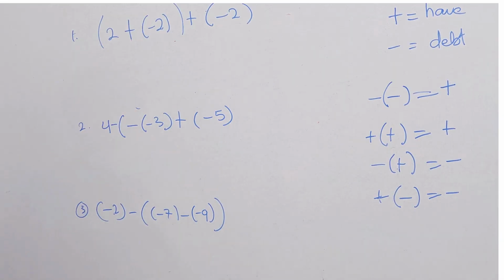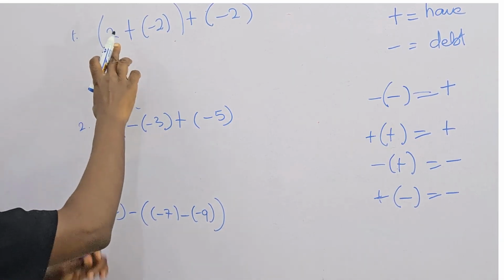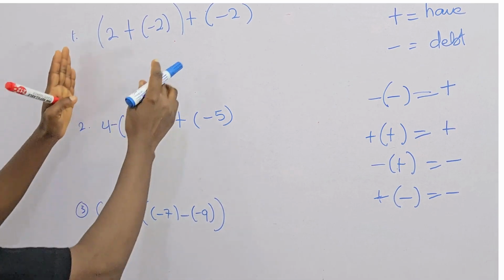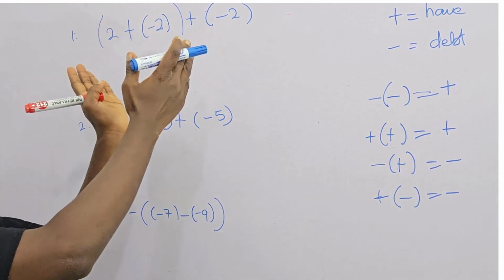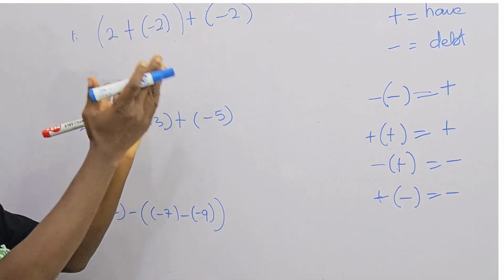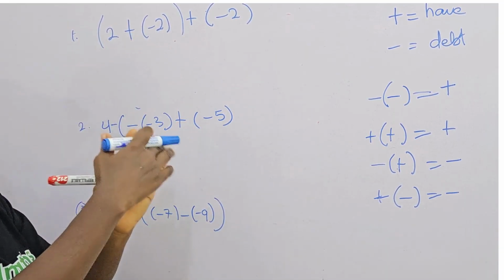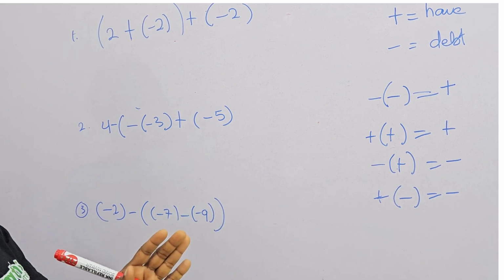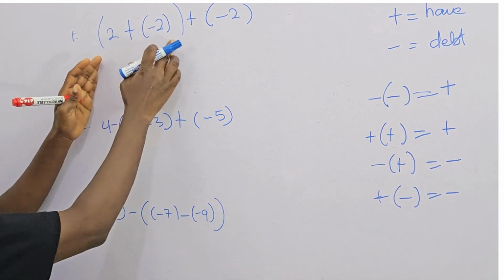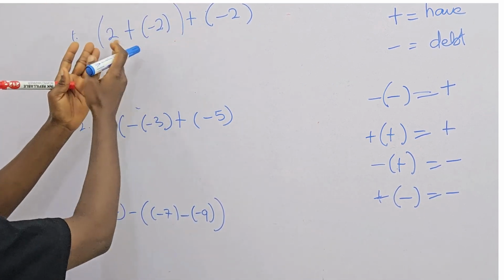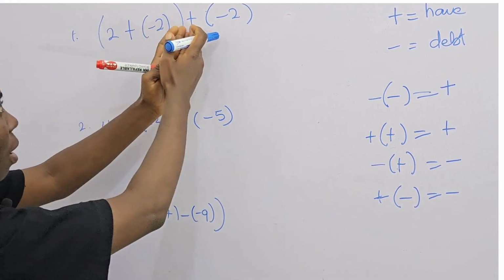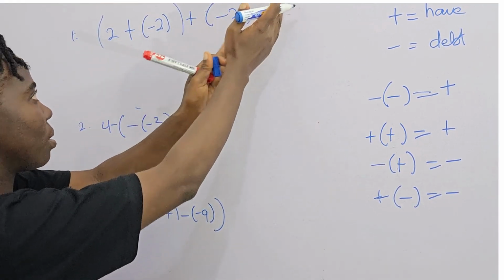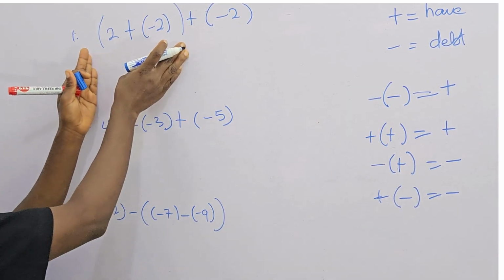Now let's go to this. In today's video, we are explaining addition and subtraction of positive and negative numbers in brackets, as a matter of fact, multiple brackets. Is that okay? All right. So today we have a big bracket, 2 plus minus 2 in a smaller bracket, plus another minus 2 in an outer bracket. So let's start with this.